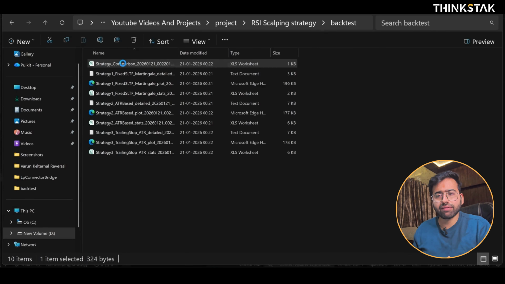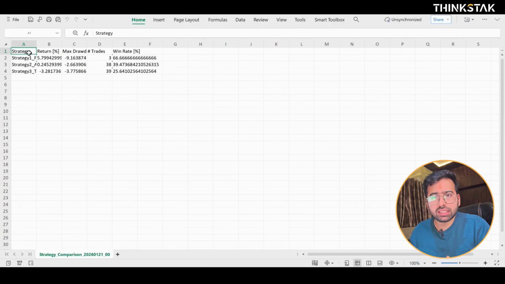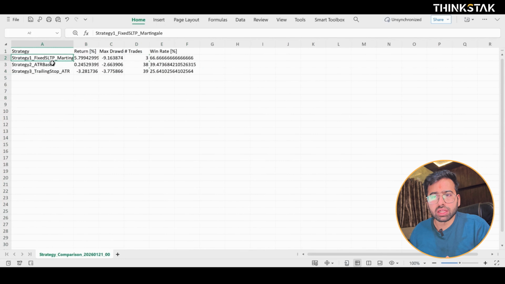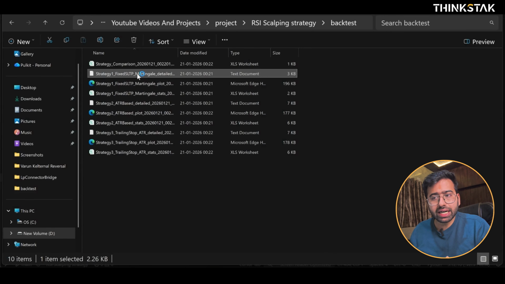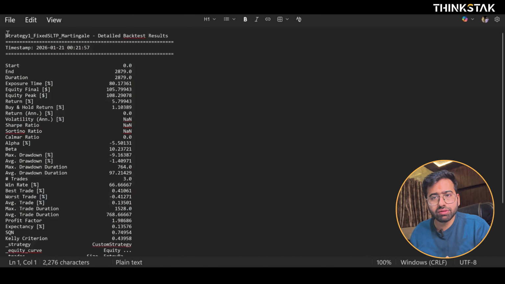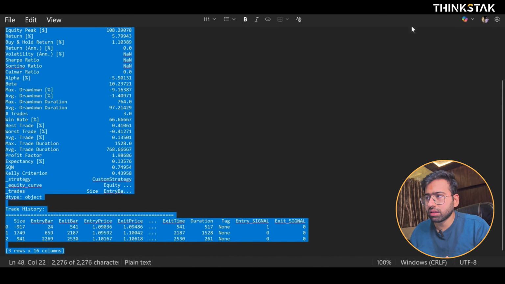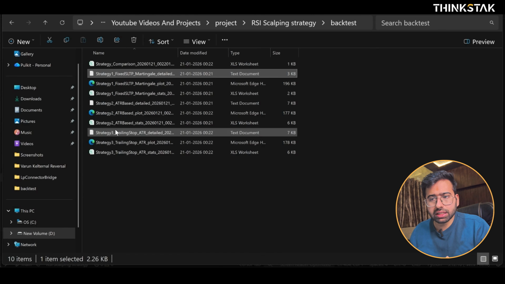So first we have comparison of all the three strategies that we created. So all the three strategies are here, their returns are here, their maximum drawdown is here, number of trades they took, and their win rate. If you want to know per strategy based backtest result, you will get it in this file. It will be generated for all the strategy types.